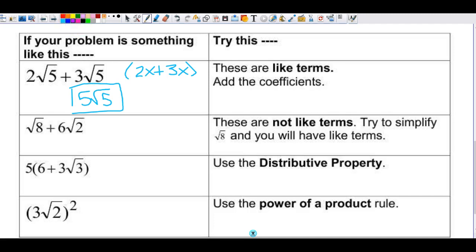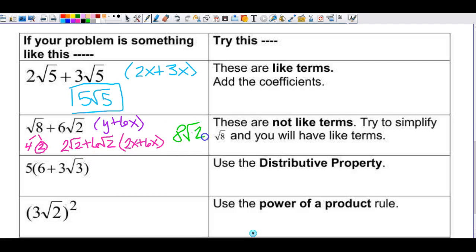Okay, then we have this where they're not like. So this is more like y plus 6x because they're different, right? But I can't simplify this one anymore, but I can simplify this one. So if I do that, 8, that's going to be 4 and 2. Since 4 is a perfect square, I can take the square root of that. So that really gives me 2 square root of 2 plus 6 square root of 2. So that right there is more like 2x plus 6x, and I can add those. When I add those together, I've got 2 square roots of 2 and 6 square roots of 2. That gives me a total of 8 square roots of 2.